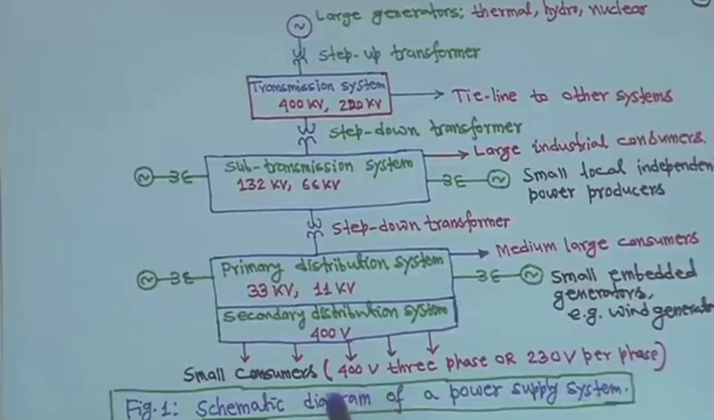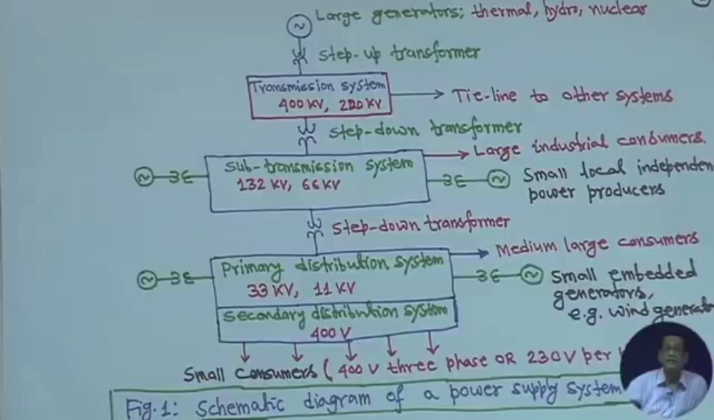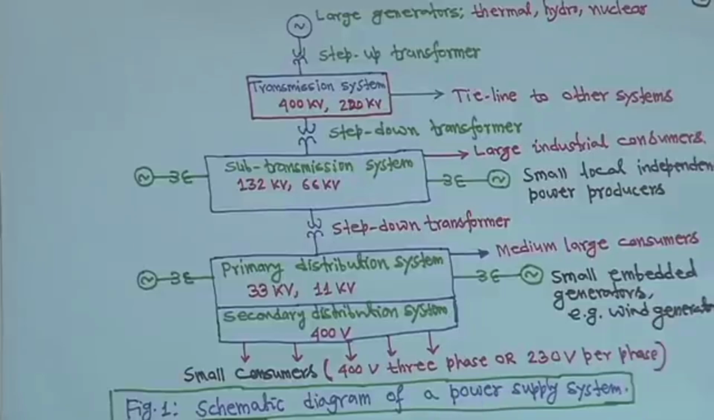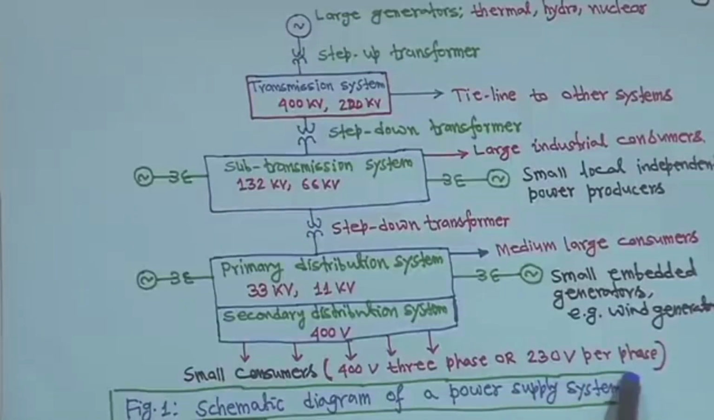So in this case, if it is a line to line voltage, then it will be 400 or 430, and if it is single phase, then line to neutral, then it will be 400 by root 3, or if it is 430, then 430 by root 3, right. So whatever it comes, I have just written 230 volt per phase, right.